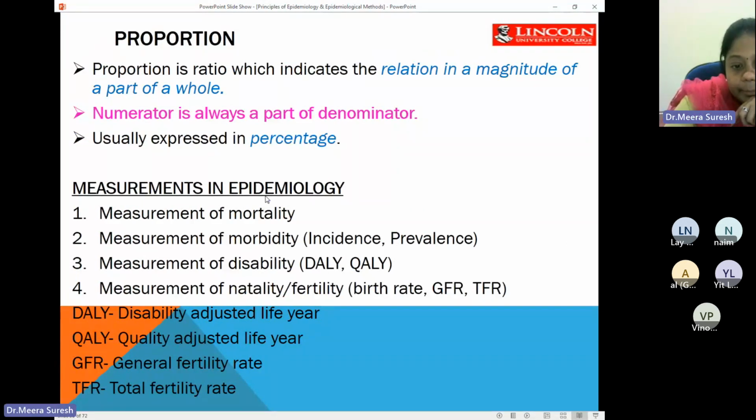So in epidemiology, there are a lot of measurements that we use, but I have mentioned only four over here, the four most important. But in epidemiology, we will be giving more importance only to the first two. So we have the measurements of mortality, where we will be studying the death rate. One death rate we saw was the crude death rate. Another one we also saw was the specific death rate.